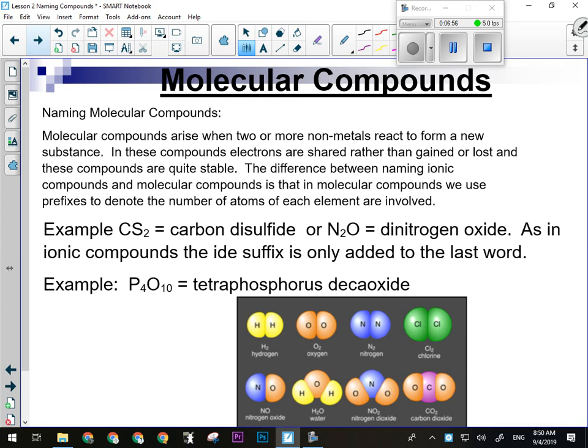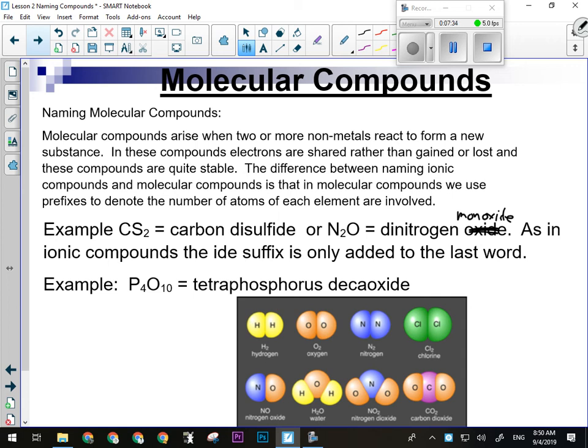So naming molecular compounds, we're going to have two or more nonmetals reacting to form a new substance. In the compounds, the electrons are shared and they're very stable. The difference from naming ionic compounds is that we have to use prefixes. So if we have this one here, this would be carbon disulfide. This one here would be dinitrogen. Actually, that's wrong. Dinitrogen monoxide. If that was in your notes wrong, make sure you change it.